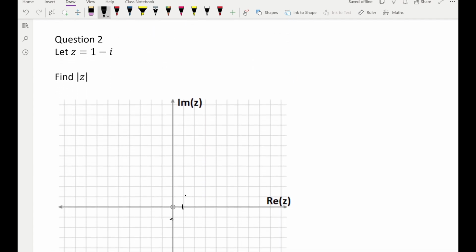All right, we've got z equals 1 take i. So here's 1, here's minus 1. We've got our number there. We want to find the length of this blue line. Pythagoras: square root of 1 squared plus minus 1 squared.